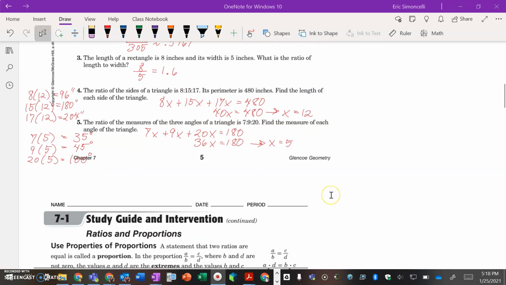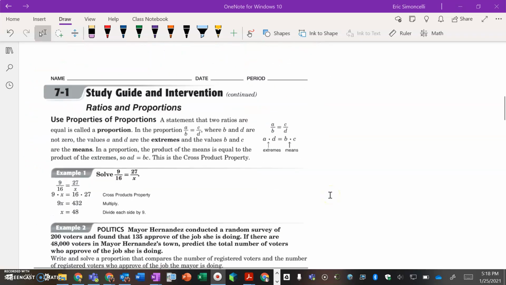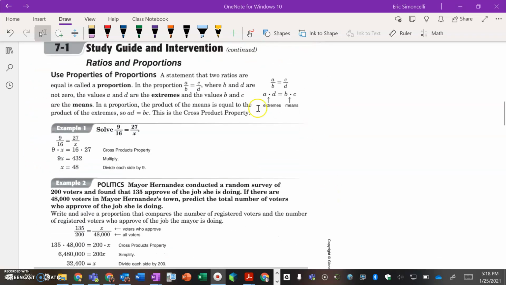All right, moving on. So using properties of proportions, a statement that two ratios are equal is called a proportion. So I've already alluded to this idea on the prior page a little bit. In the proportion A over B equals C over D, where B and D are not 0, the values A and D are called the extremes, so these two quantities. And the values B and C are the means.